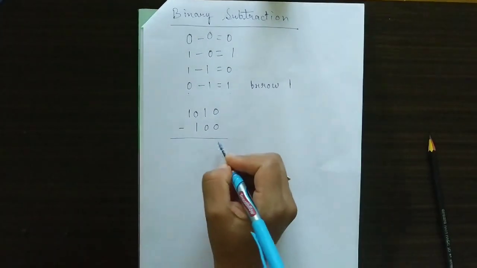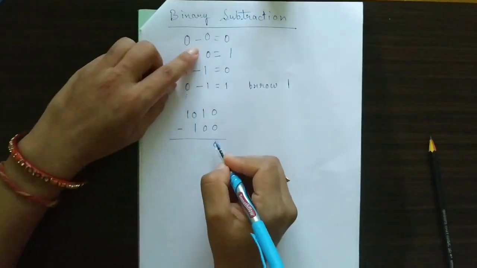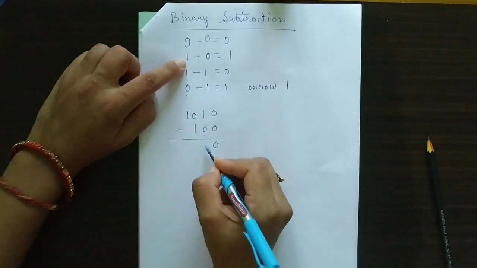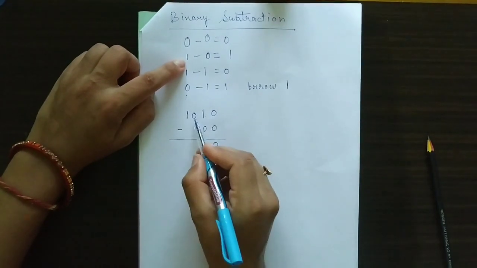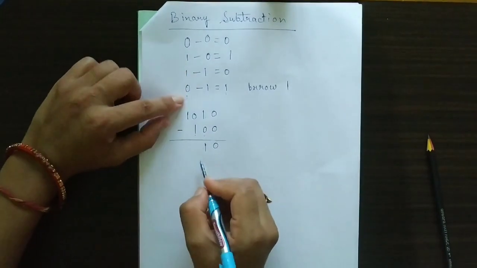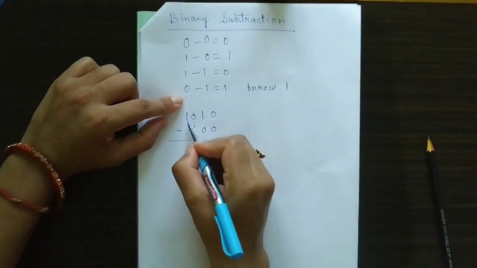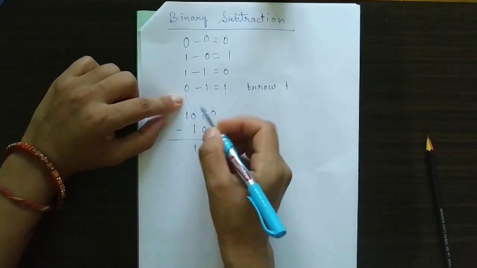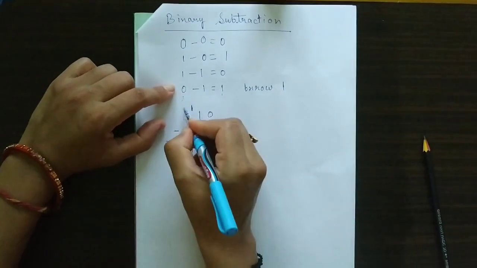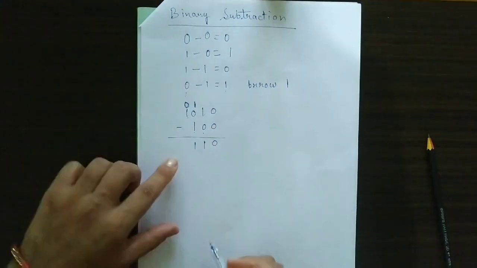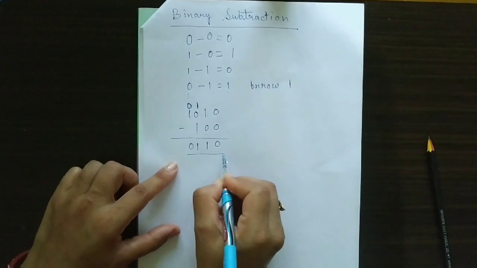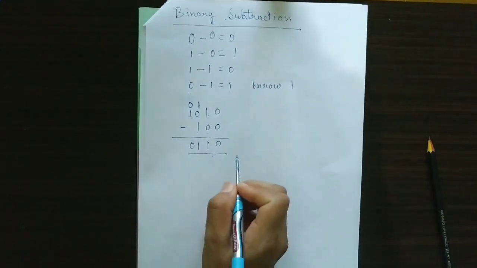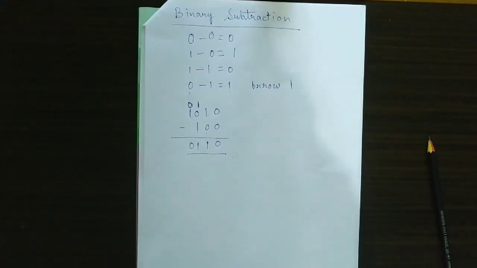0 minus 0, 0. 1 minus 0 is 1. 0 minus 1 is 1. But it will borrow 1 from the bigger number and it will become 0. Then the answer is 1 1 0. This is how we subtract one binary number from the other.